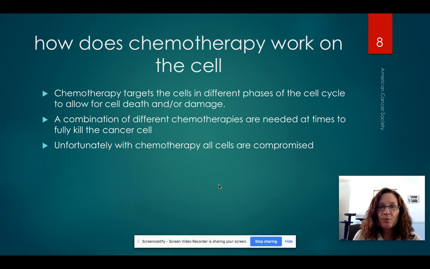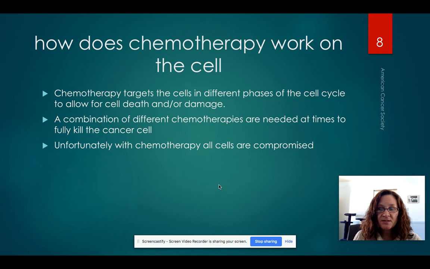How does chemotherapy work on the cell? It targets the cells in different phases of the cell cycle to allow for cell death and or damage. A combination of different chemotherapies are needed at times to fully kill the cancer cell. Unfortunately, with chemotherapy, all cells are compromised.